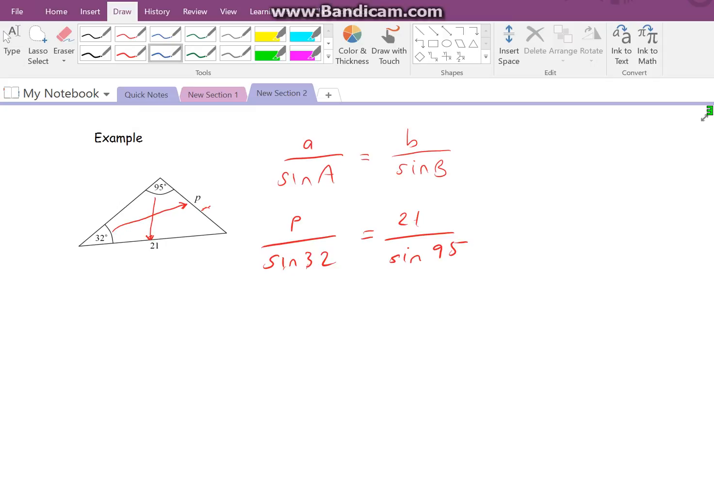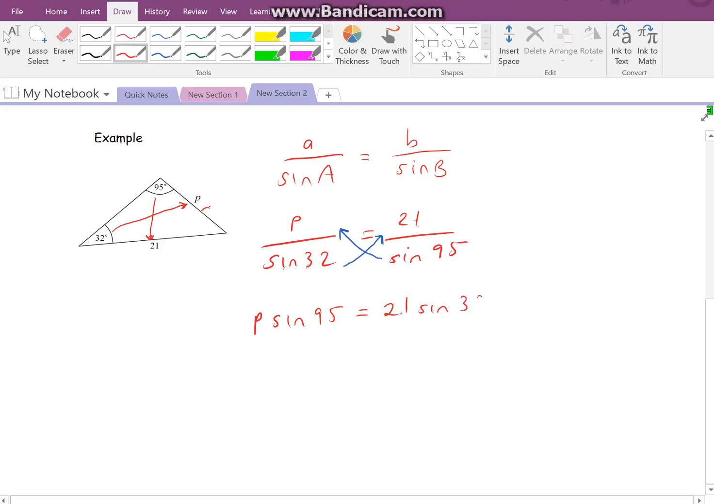As I said earlier, you have a fraction equals a fraction, and you should know this from algebra. I can then cross multiply. So the two things on the bottom are divisors, so if they cross equals, they actually become multiplication. So I'm going to bring my sine 95 up and multiply it by my P, so that'll just give me P sine 95 equals, then my sine 32, I'm going to bring that up, so it becomes a multiplier, so it's going to multiply by 21, so I have 21 sine 32.